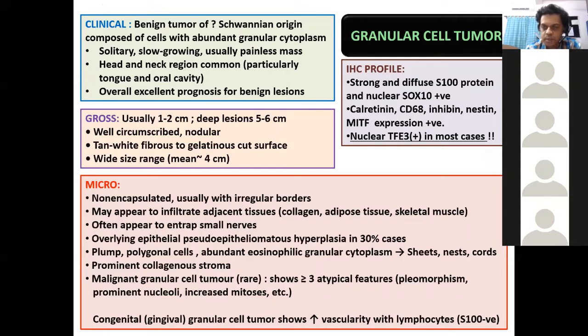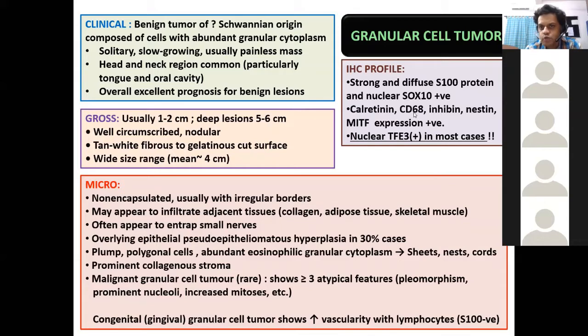They entrap skeletal muscle elements. You will think of a malignancy. But keep in mind that this is one particular tumor where all these features are very well known. You will go by the abundant granular cytoplasm, by the polygonal morphology. You will ask for a S100 along with SOX10, the usual markers in the peripheral nerve sheath. They will come out positive.